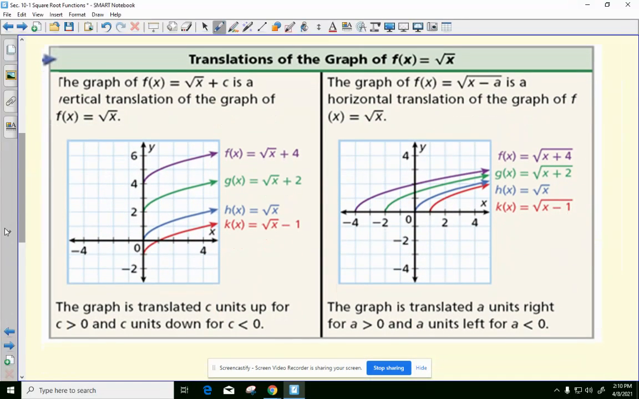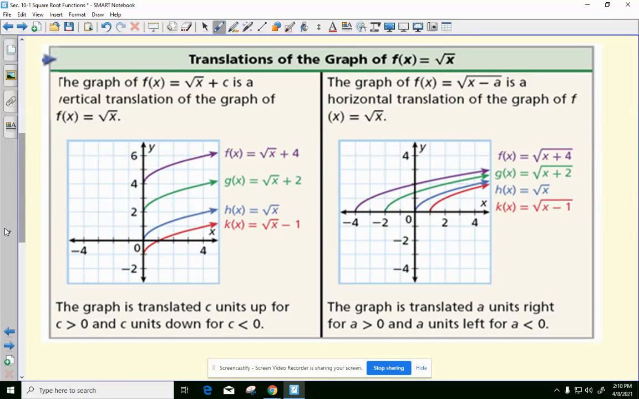Here are two different things that could happen as well. If you put a number after the square root, so if you add something or you subtract something, if you add, it pushes it up that many units. If you add 2, it pushes it up 2. If you take away 1, it moves it down 1. So it just shifts it. It translates it up and down.